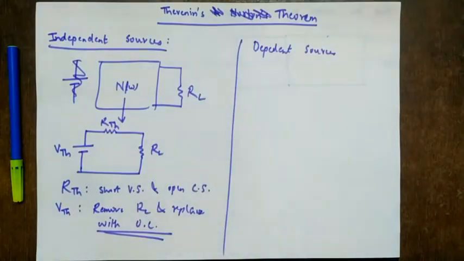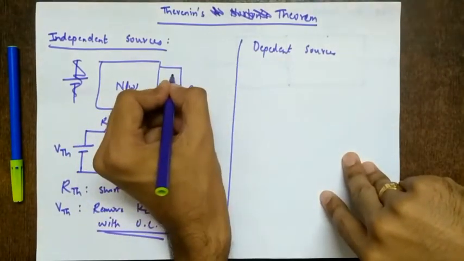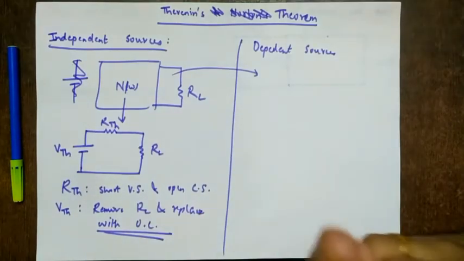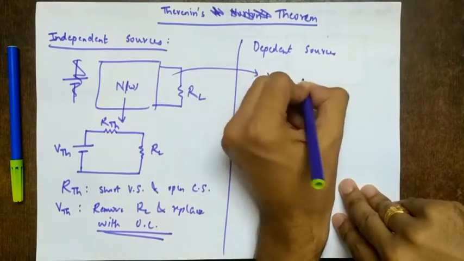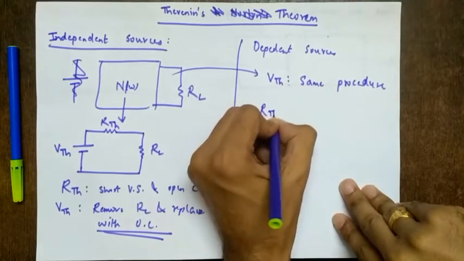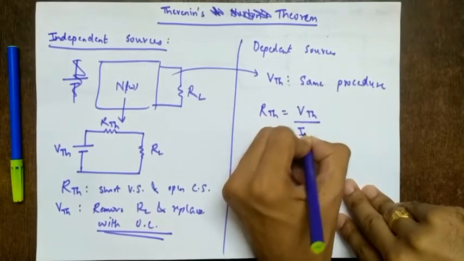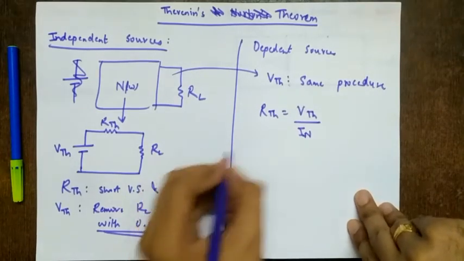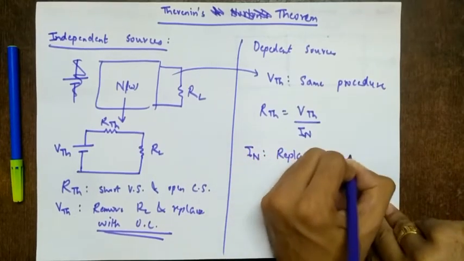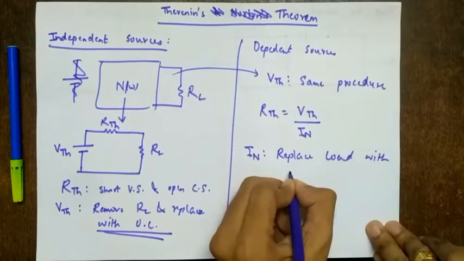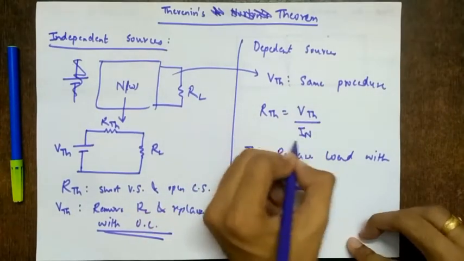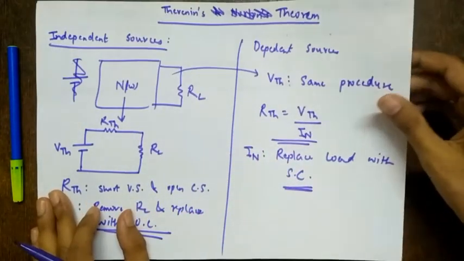Okay, so what we do for dependent sources? Again we have the same network, but instead we have a dependent source also here. So we find the VTH in the same way. So VTH is the same procedure. For RTH, what we use is VTH upon IN. So how to find this IN? For IN, replace load with short circuit. So this is the difference. Something like Norton's theorem in independent sources. And the formula is RTH is VTH upon IN. So it is best understood with the help of an example.